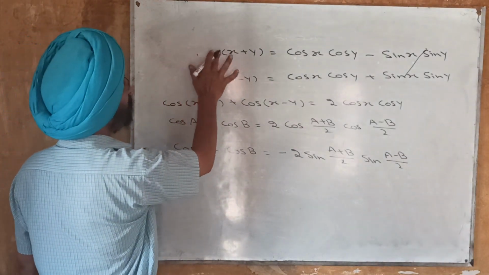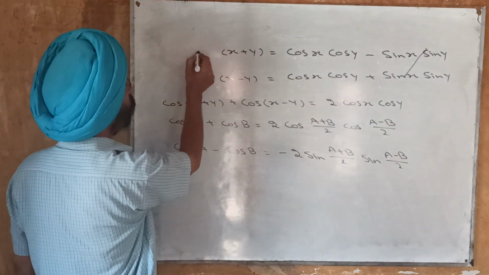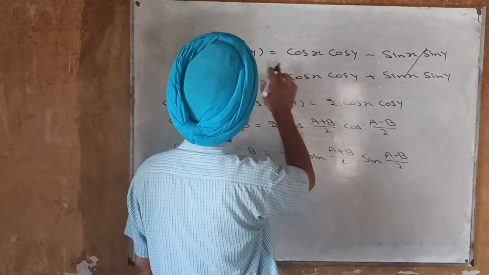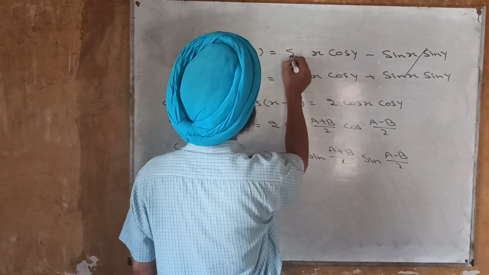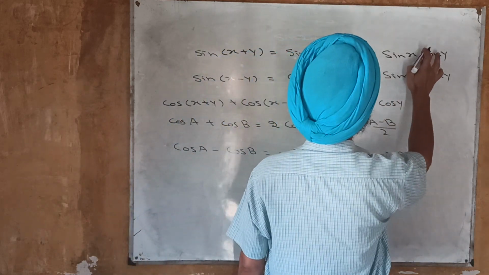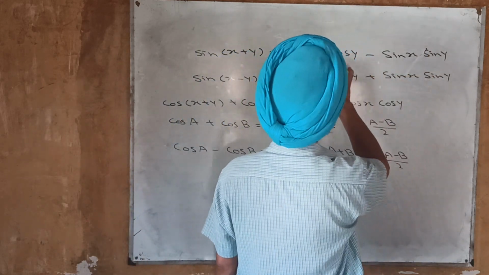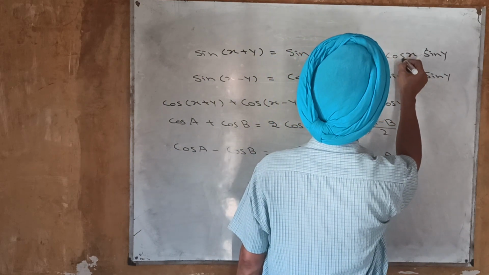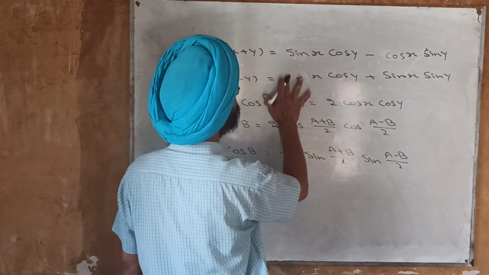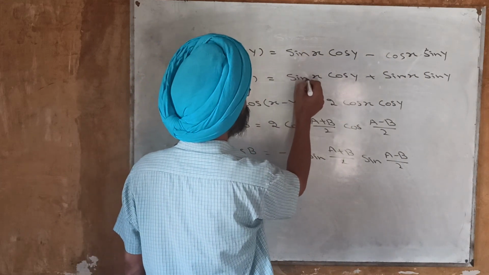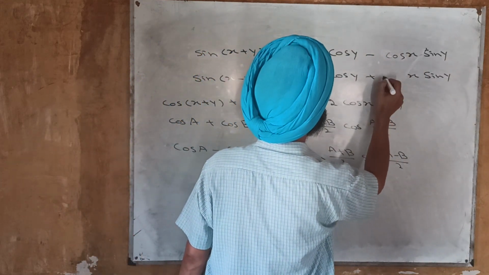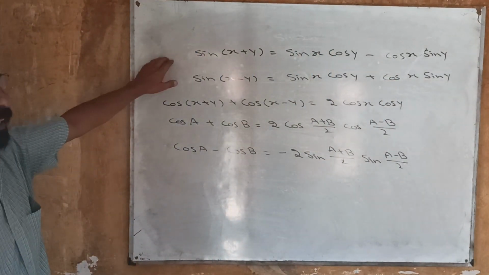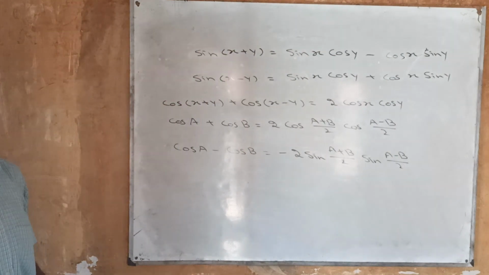Now, leave these results of cos and move on to the results of sin. Sin(x plus y) and sin(x minus y). It will be sin x cos y, no cancellation now, minus cos x sin y. Similarly here, sin x cos y plus cos x sin y. These are the formulas for sin(x plus y) and sin(x minus y).